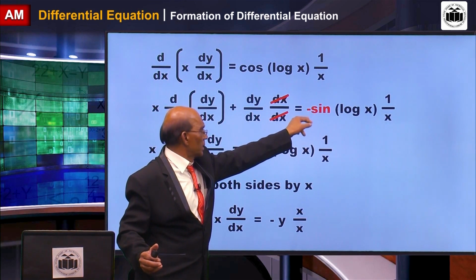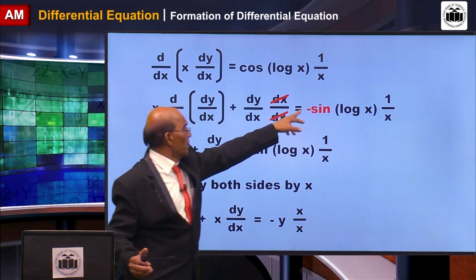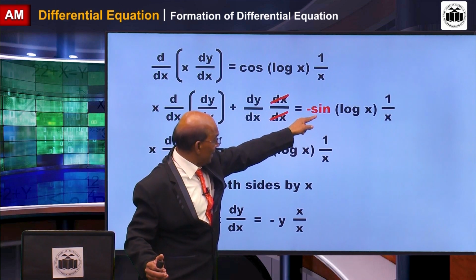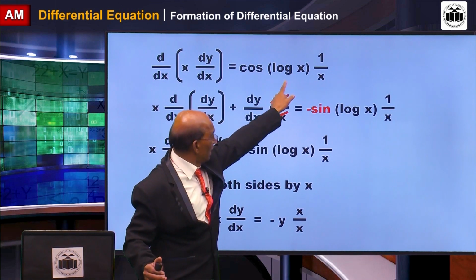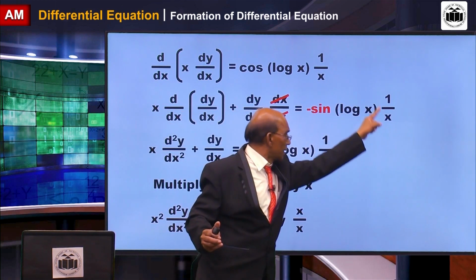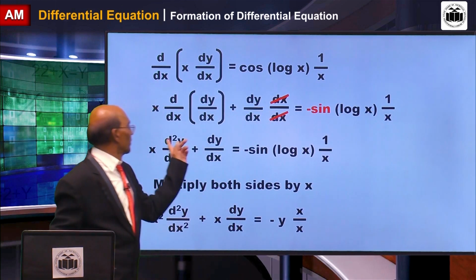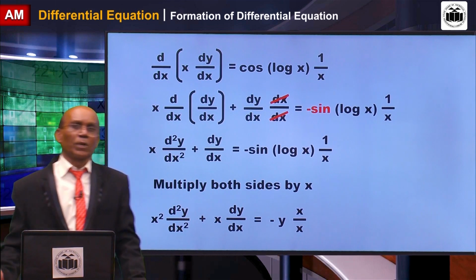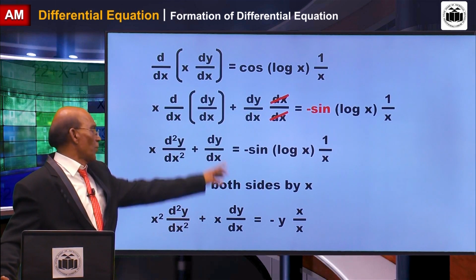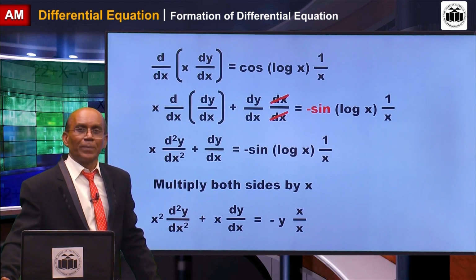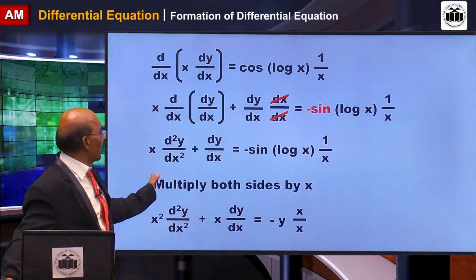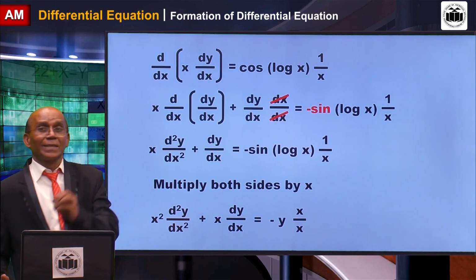Students always make more mistakes here by taking that sign, because the derivative of cos we take as minus sign, not log x. Log x is the variable here, we can read it as it is, and again we take the derivative of log x as 1 by x there, so that we get x d square y by dx square plus dy by dx equals minus sin of log x into 1 by x. So by multiplying, the last step is a very simple one because the answer is already given in your question.